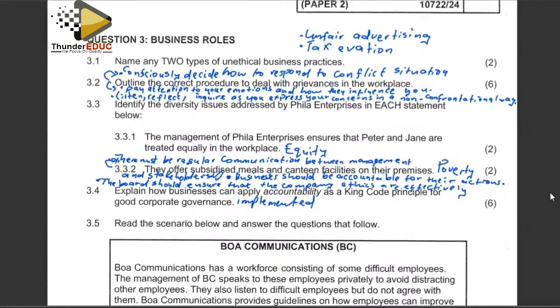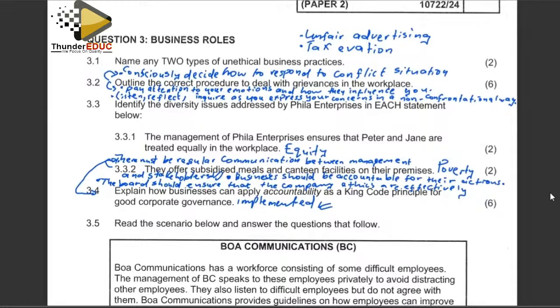Okay, so now we are saying that for accountability, there must be regular communication between management and the stakeholders. And also, businesses should be accountable for their actions. And the last point, the board should ensure that the company ethics are effectively implemented. So now we gave 3 points in this regard. It means that you have 6 marks.